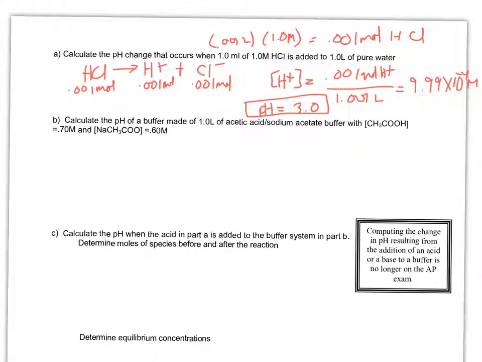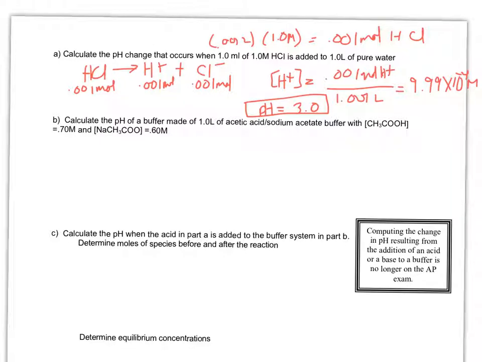All right, now let's look at letter B. So letter B, we're just going to look at a buffer system. I'm not adding an acid or anything to it, just a buffer system. So I want to calculate the pH of a buffer that's made of 1 liter of acetic acid and sodium acetate. And it gives us the concentrations of the acetic acid and the sodium acetate in that buffer. So that's like the previous problem that we did, the one from the previous page.